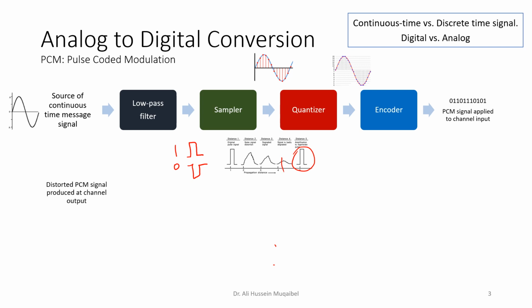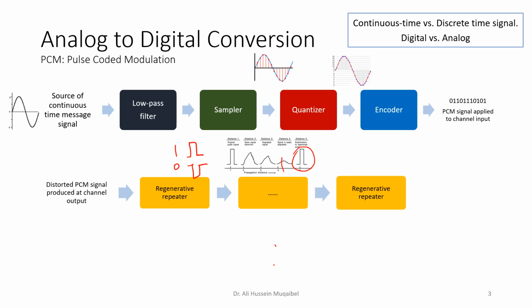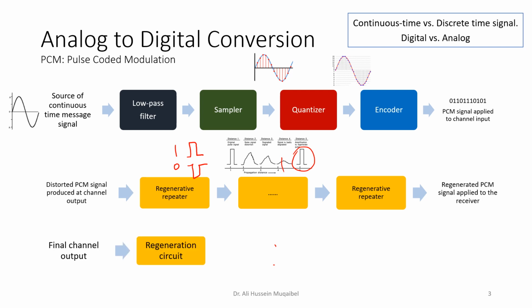Now, as the signal goes through the channel, it gets distorted. And to use the repeaters, how many regenerative repeaters do we need? It depends on the distance between the transmitter and the receiver. So we have regenerative repeaters spaced by a distance to make sure that we are not losing the signal. Just before we get the received signal, at the receiver side, we start by clearing the signal, regenerating the signal back. And the first step we'll do the opposite of encoding.